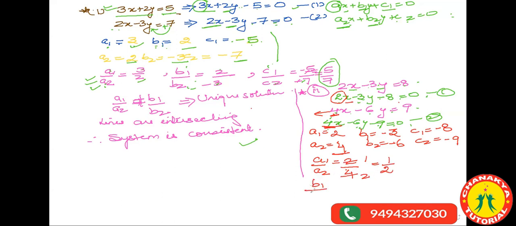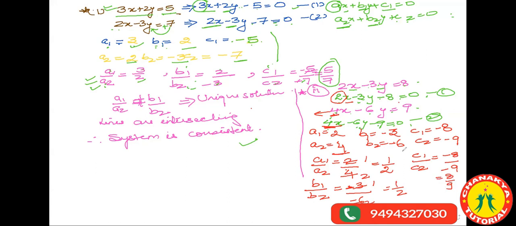Now B1 upon B2, Siddhishri, tell me. B1 is minus 3, with the sign, beta. And B2 is minus 6. Yes, good. Now cut it by the table of 3. 3 ones are 3, 3 twos are 6. So 1 by 2. Okay. Now C1 upon C2. Tell me the value of C1 upon C2, beta. Minus 8 by minus 9. Yes, good. Then it will be 8 by 9.